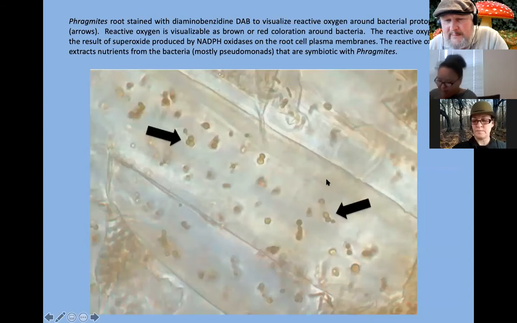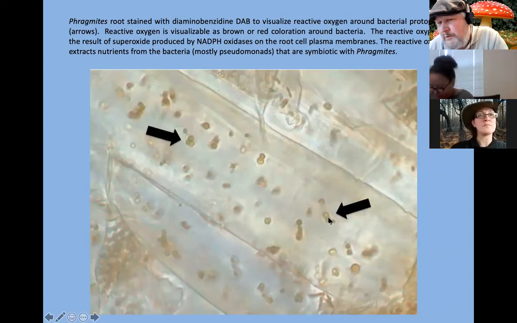This is from that common reed grass. This is a root cell. And you can see these arrows indicating the bacteria. These are already protoplasts.